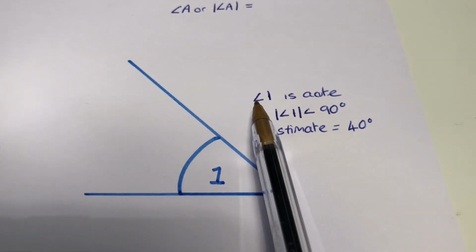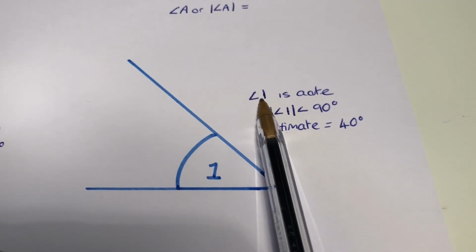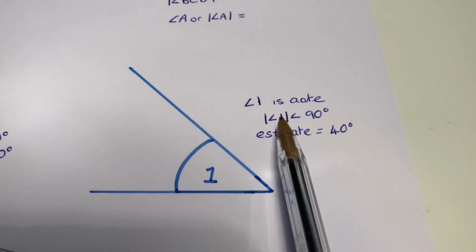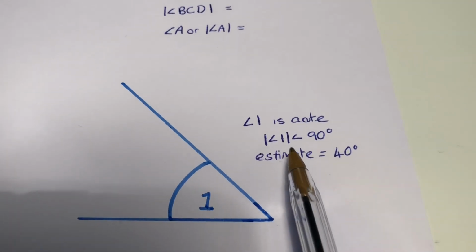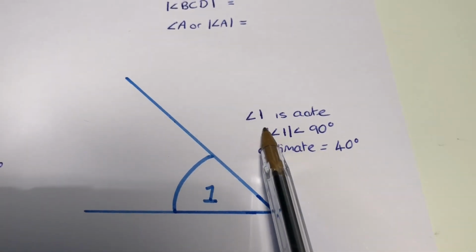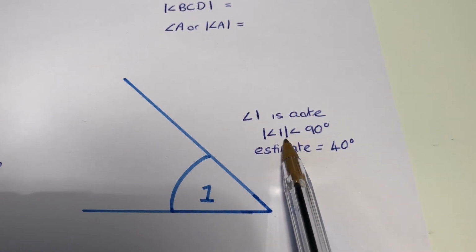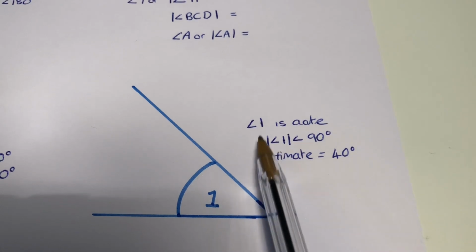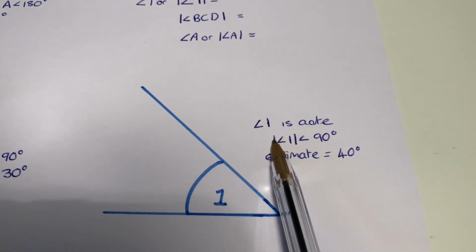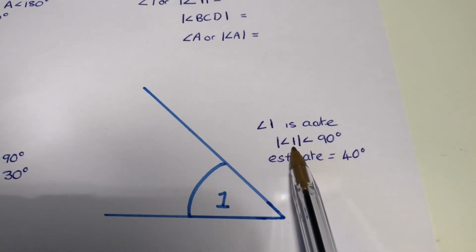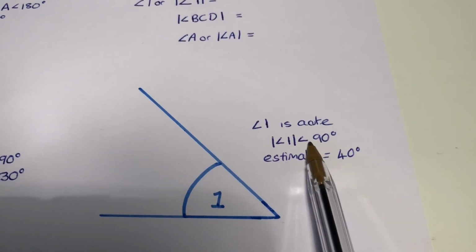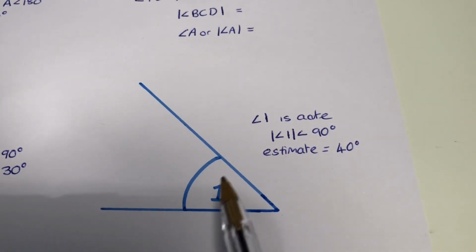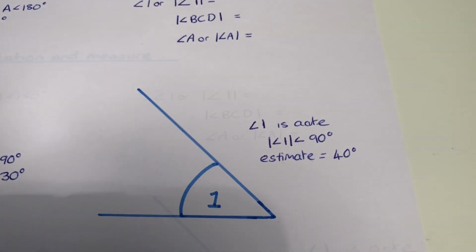So we're going to use our symbol for our angle, angle 1 then, and we know that that's acute. Now we're going to bring back something that we learnt in the previous lesson, where we use these two little lines going down. And that means the measure of anything inside those two lines. So the measure of angle 1 is less than 90 degrees. And my estimation is it looks like it might be around 40 degrees.